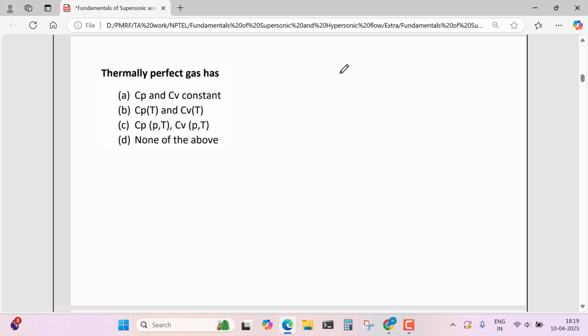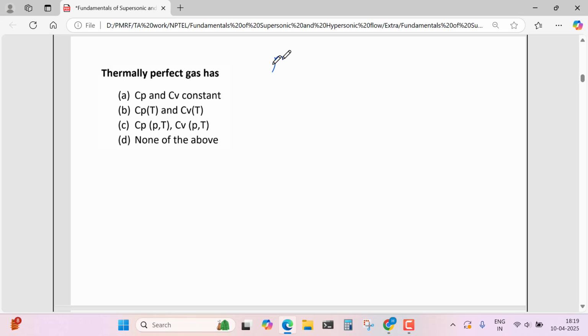Let's see another problem. Thermally perfect gas has: A, Cp and Cv constant, B, Cp is a function of temperature and Cv is also a function of temperature, C, Cp and Cv are function of pressure and temperature, D, none of the above.